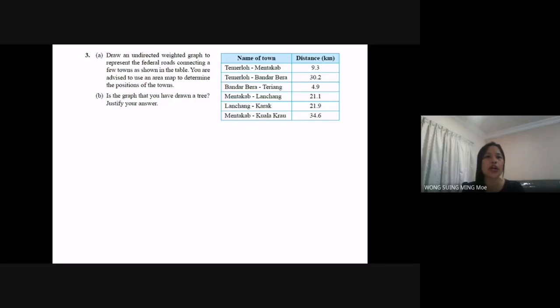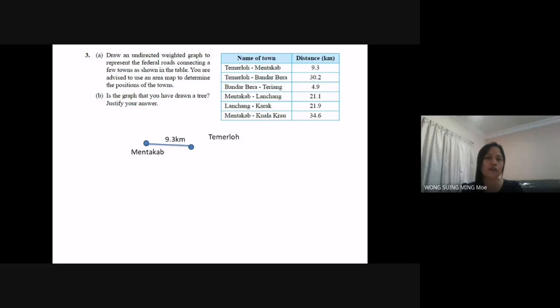Draw an undirected weighted graph to represent the federal road connecting a few towns as shown in the table. You are advised to use an area map to determine the position of the towns. Now let's say I already refer to the map, so I have all the points. Merlot and Mentakap, 9.3. So I draw the line, Merlot to Mentakap, 9.3 km.